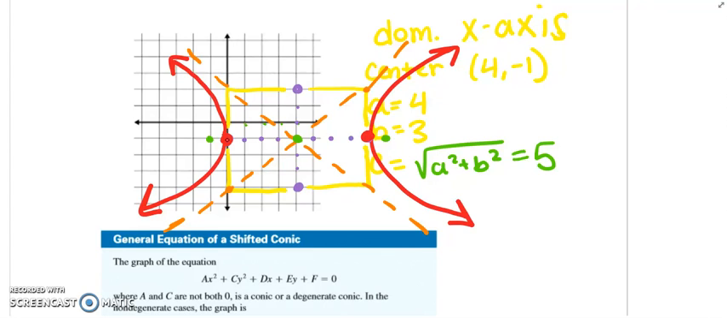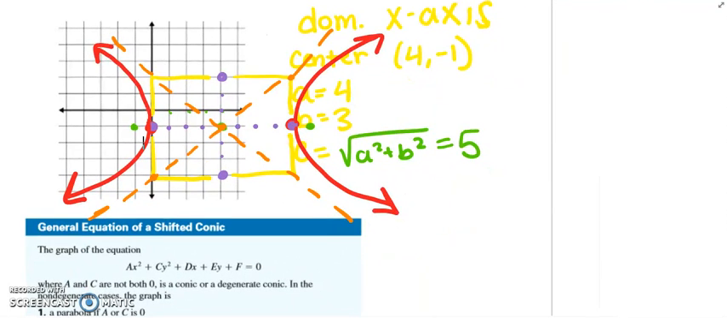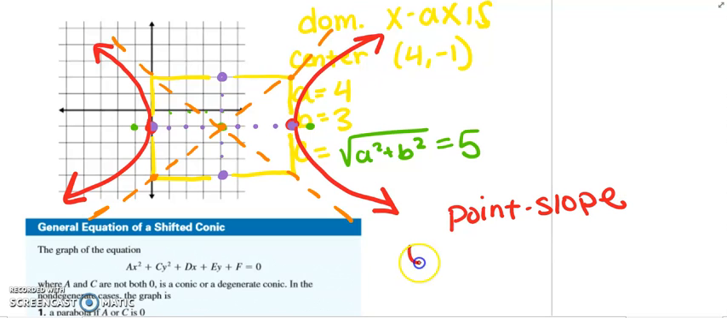Let's look at asymptotes. Now, there's a complicated mathematical way to find it. And what you would do is use point slope. So do you remember point slope form? Y minus y1 equals m times x minus x1.